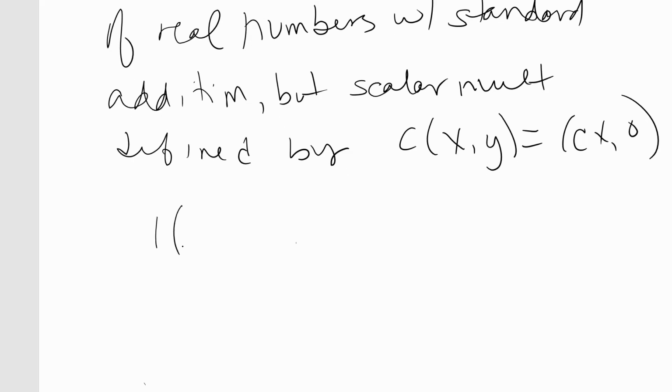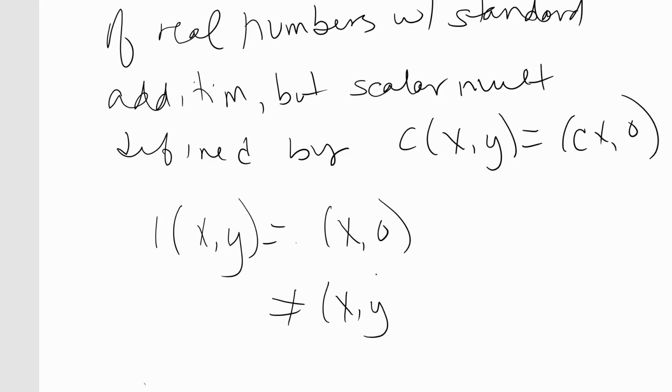Scalar multiplication says 1 times (x, y) should give me (x, y). But according to this rule, when I multiply by 1, I get (x, 0). That does not equal (x, y). So when I multiply by 1, I do not get the original. So therefore, it is not a vector space.